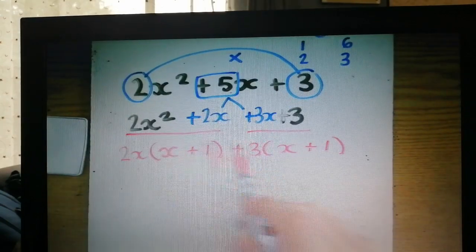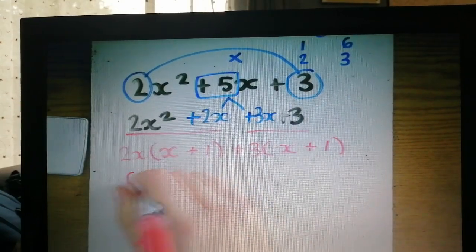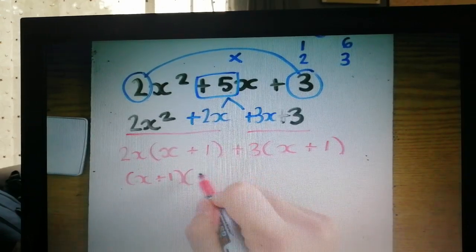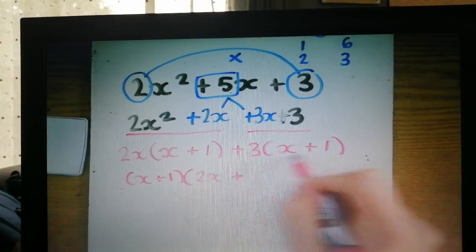And what do you know? I've got common brackets. So I take out my common bracket of x plus 1. And what am I left with when I take out x plus 1 here? I'm left with 2x plus 3.